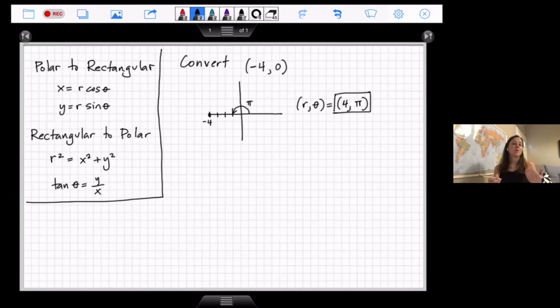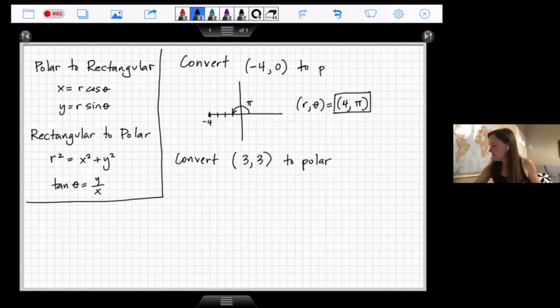Okay, so let's do one where you actually have to use the formulas. Let's convert 3 comma 3. I forgot to say we need to convert to polar. All right, so we're going to convert 3 comma 3 to polar coordinates.